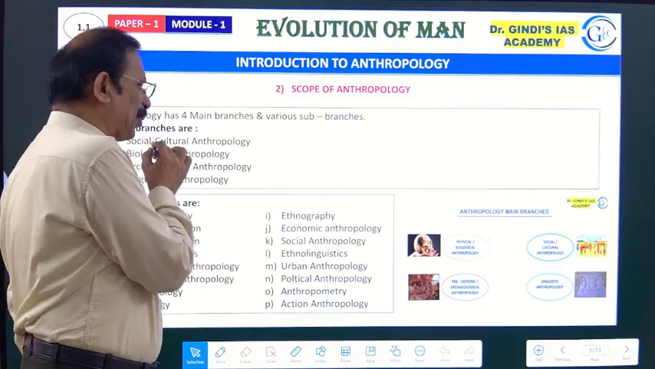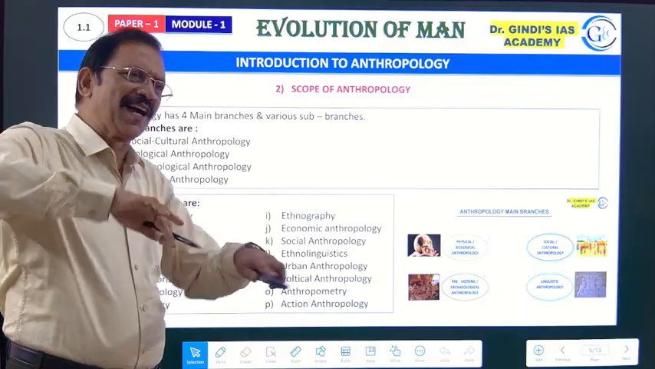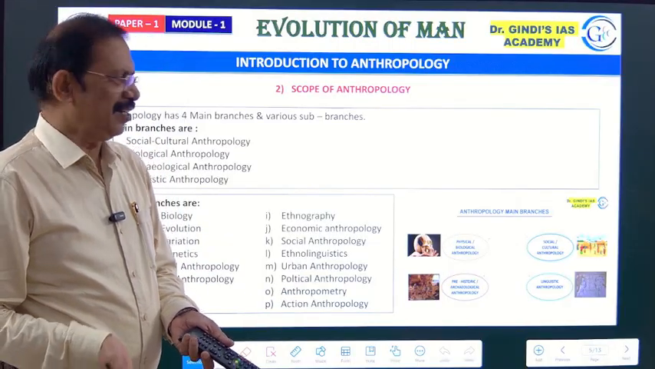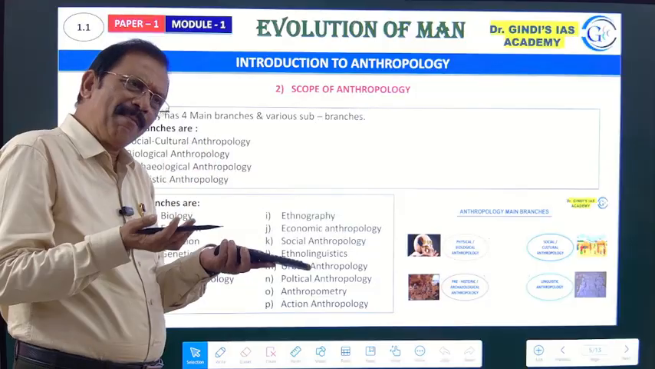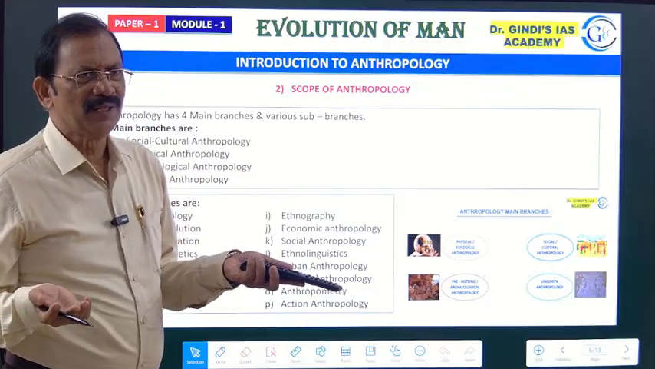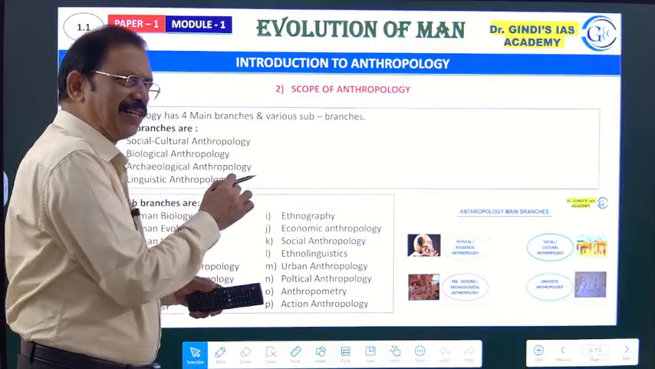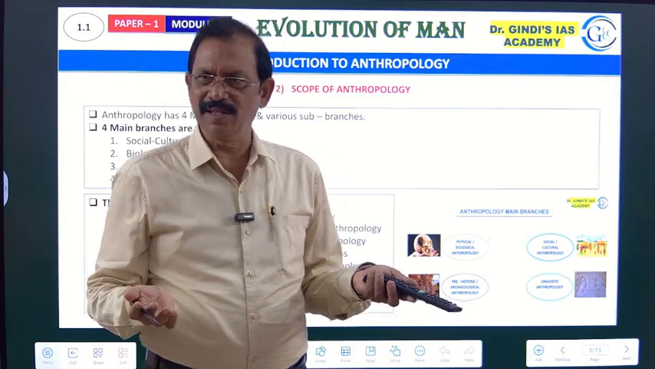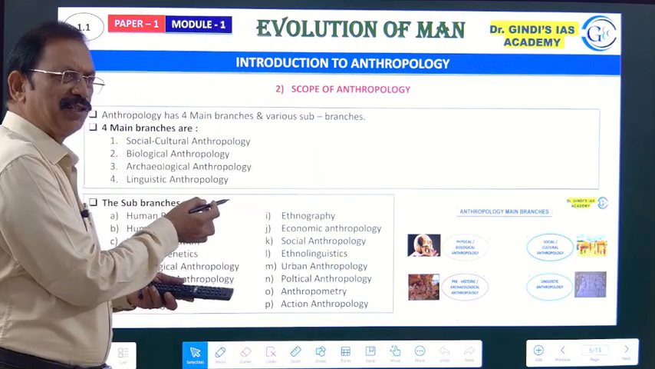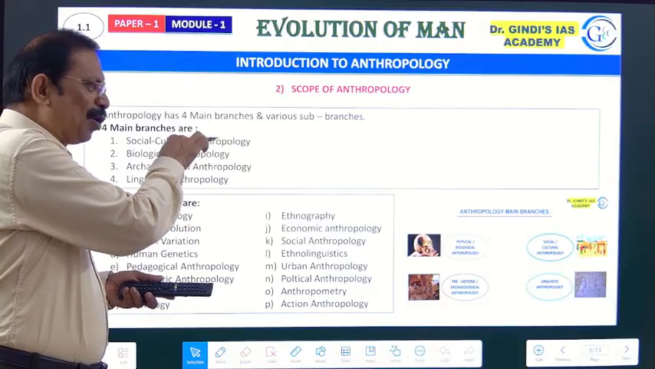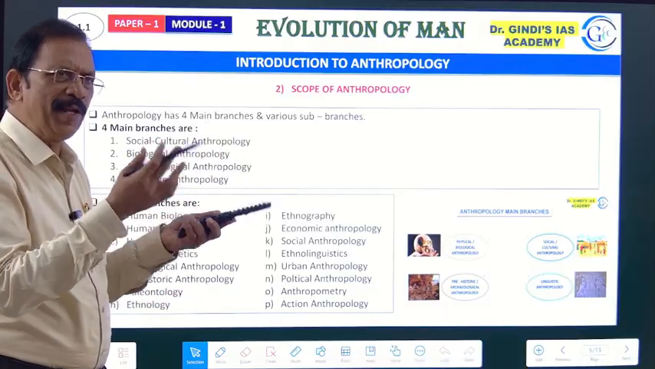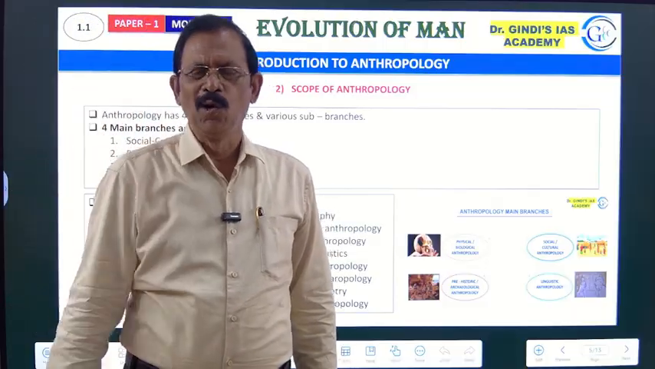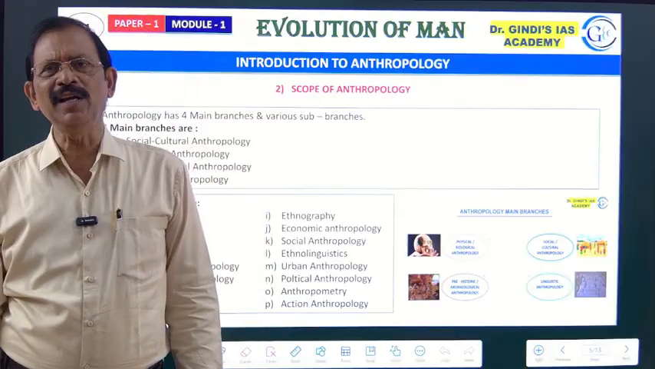So social anthropology or cultural anthropology or socio-cultural anthropology, first branch. Second one is physical anthropology or biological anthropology, both are same. Third one is archaeological anthropology or prehistoric archaeology. And last one, linguistic anthropology. These are the core branches. These are the main branches under anthropology that is included in 1.3 of your UPSC syllabus.